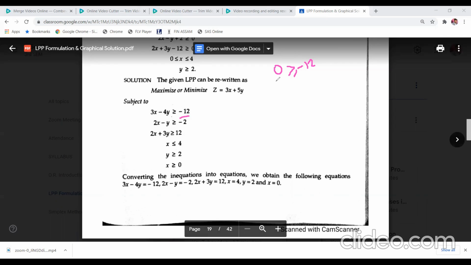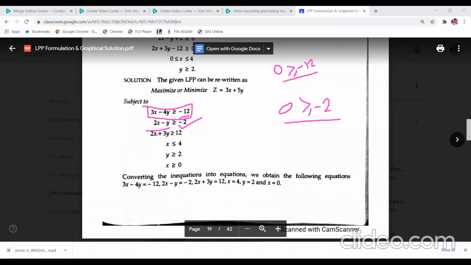So the meaning is the same. Now obviously 0 is greater than minus 12. So that means the solution region of this contains the origin. Similarly, the next one is what? 0 greater than or equal to minus 2. So obviously this is also true. And so the solution region of this inequation also contains the origin.